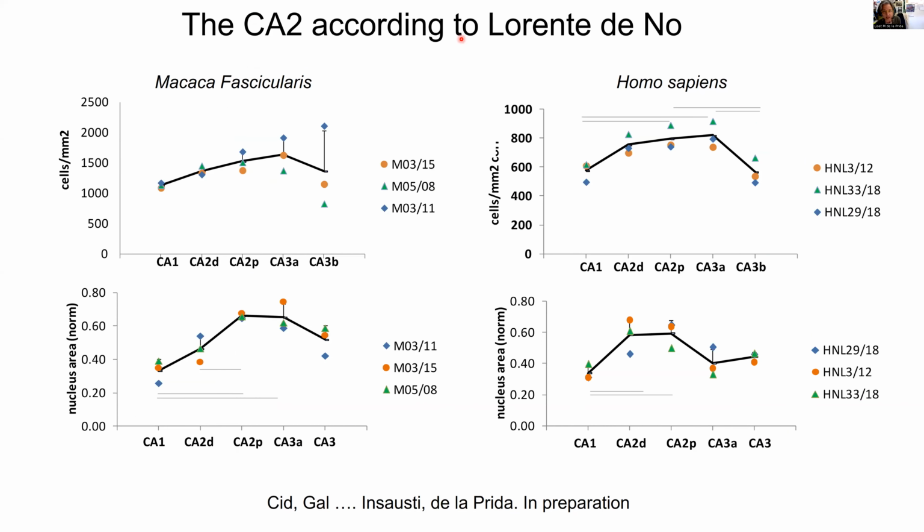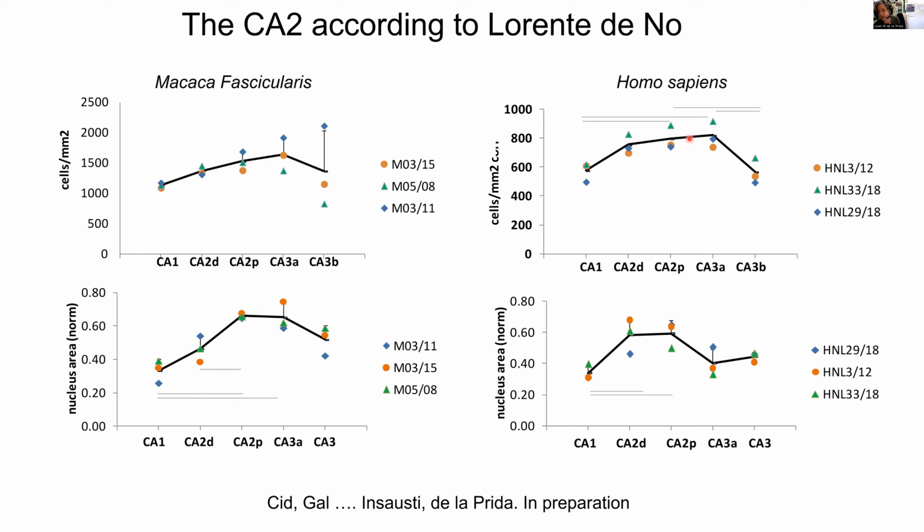So the definition of Lorente said that the limit is at the mossy fibers, and also that the size of the soma decreases at CA1. So we also measured the density of cells in monkeys and the area of the nucleus in monkeys. And we clearly see that using RGS14 allows for the definition of the proximal and the distal CA2, and that this is consistent with Lorente's definitions, which of course is not clear in other species.